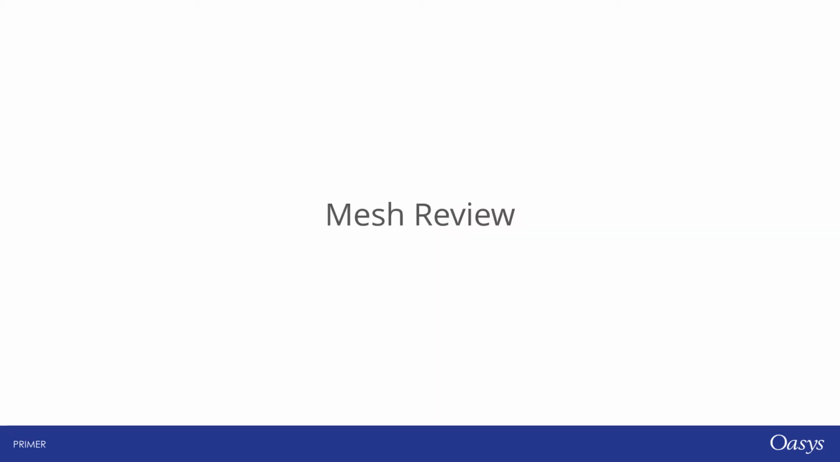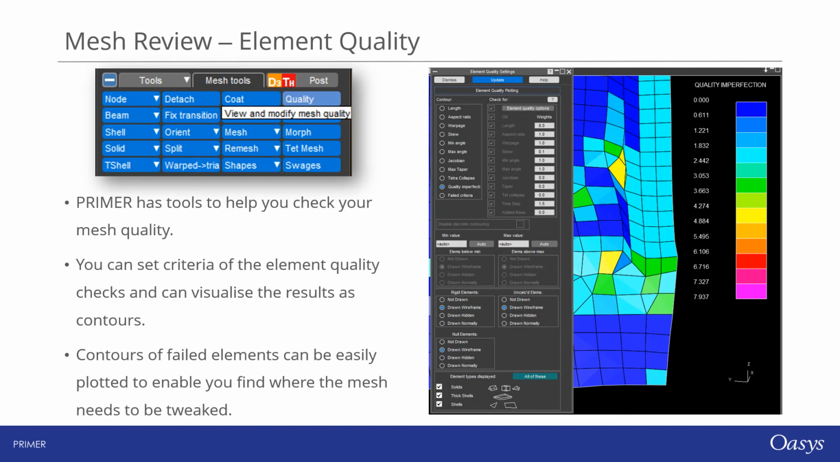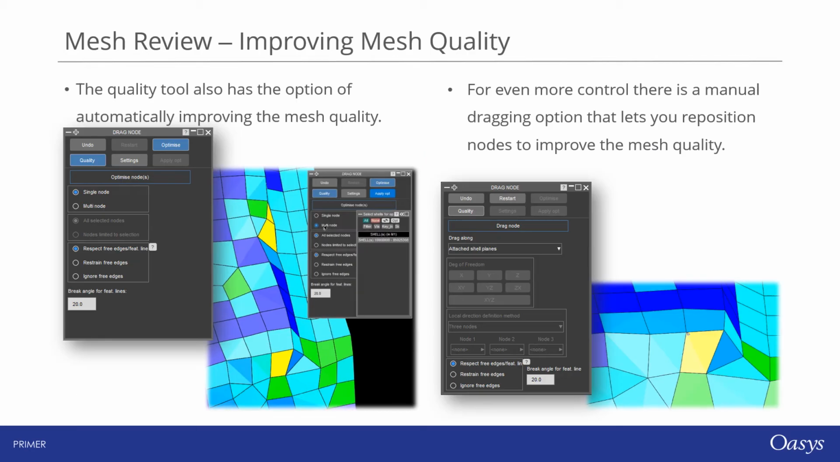Next, we're going to look at reviewing meshes. Primer has powerful built-in tools to help you check your element quality. You can check things such as element length or aspect ratio, warpage, skew, and you can visualize them as contour plots. You can also contour failed elements and see easily and quickly where modifications might need to be made. The quality tool also enables you to improve your mesh quality. It gives you the option of dragging nodes around, either manually or automatically optimizing based on your optimizing criteria.